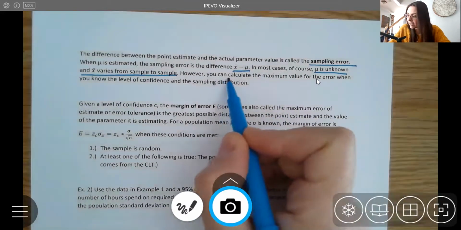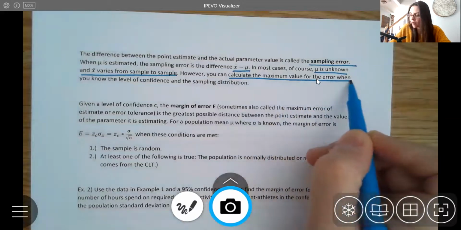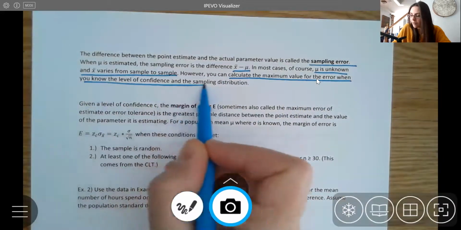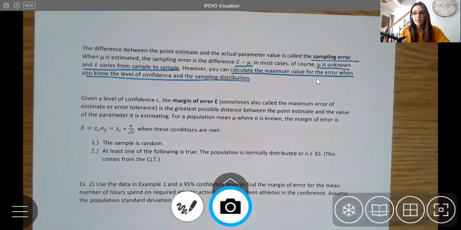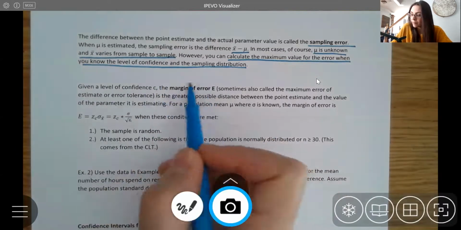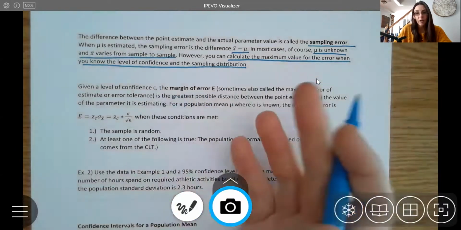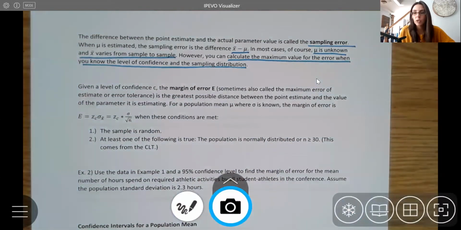You can calculate the maximum value for the error when you know the level of confidence in sampling distribution though. So if I know the level of confidence that I want to use, let's say it's 95%, there is a formula I can use to find the maximum error. So then I have, again, a reasonable interval that I can look at. And this margin of error changes depending on your confidence level. So that's why it's important to choose your level of confidence first.